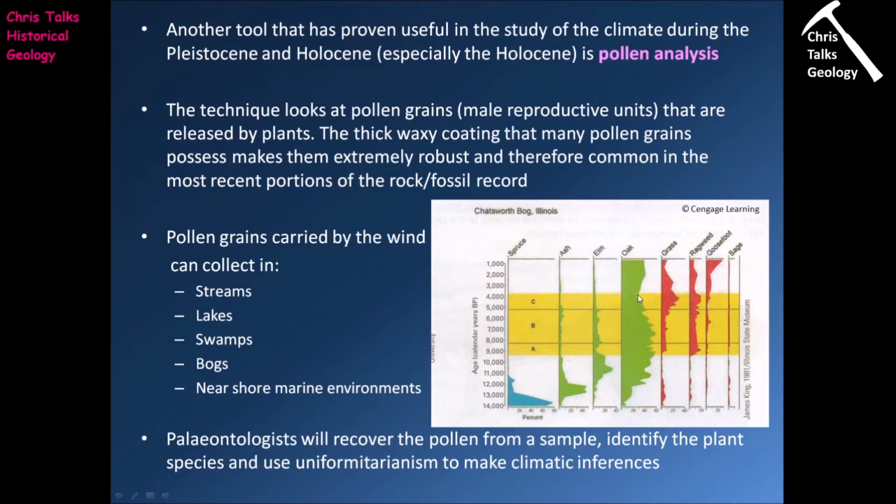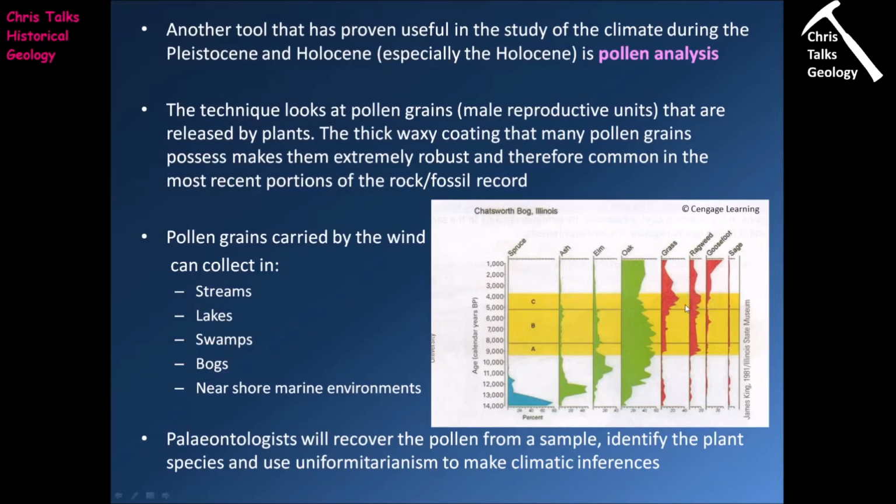Now, the increase in grasses, ragweed and goosefoot is associated with a general downward trend in the amount of oak. And so this would suggest about 9,000 years ago we have a change in the climate. So yes, things are still temperate, but conditions are clearly getting a little bit more difficult for these forests. And so we begin to see the oaks dying back a little bit, and they're being replaced by grassland instead. So the amount of forest is decreasing and the amount of grassland is increasing.